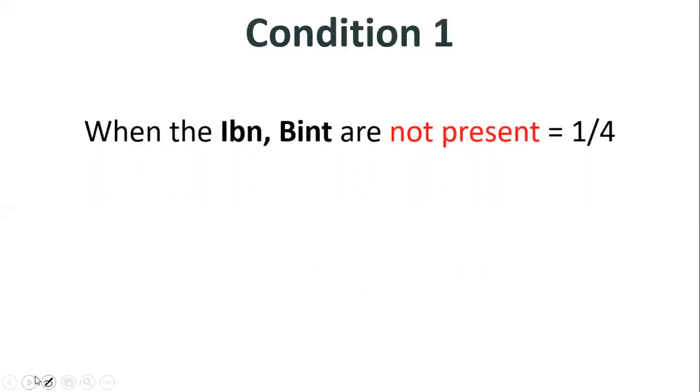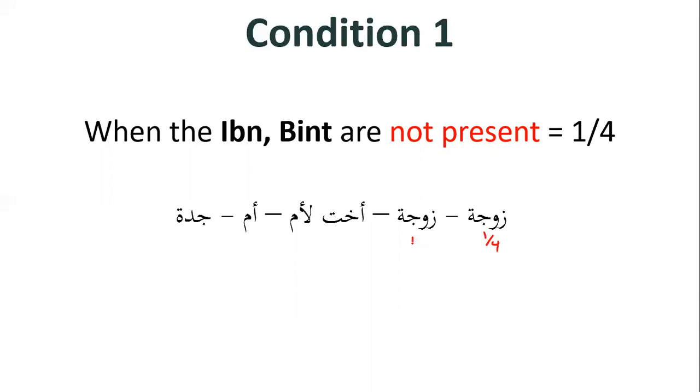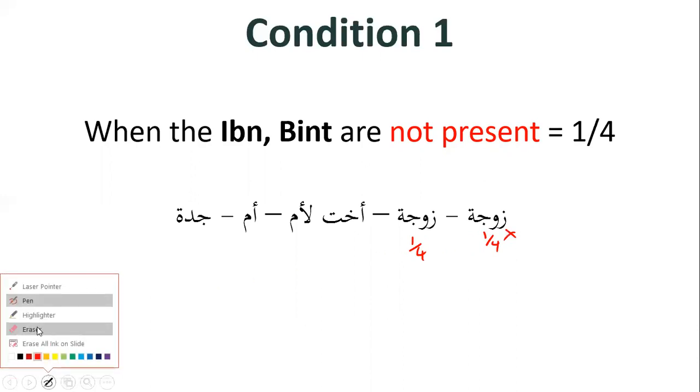Another example for condition number 1, when the Ibn Bint are not present. Over here we can see Zawjah, Ukht al-Ummin, and Jadda. So in this question, I've purposely put 2 Zawjas here. So if an individual passes away and leaves behind 2 Zawjas, we must make sure we don't write 1/4. This is incorrect. Rather, we need to erase this out, inshallah.